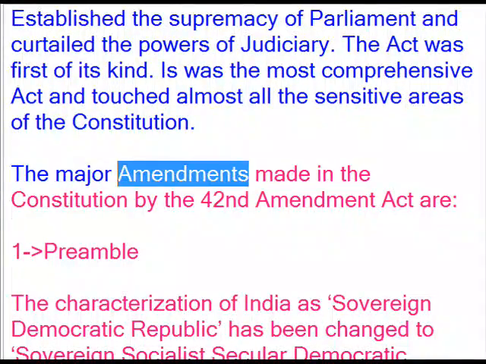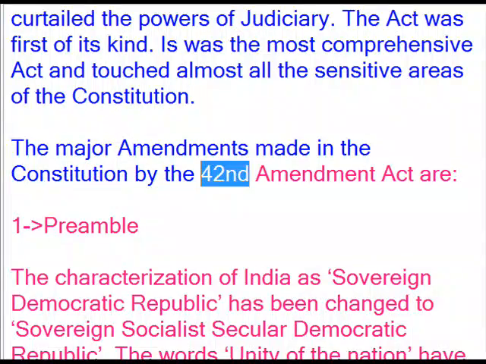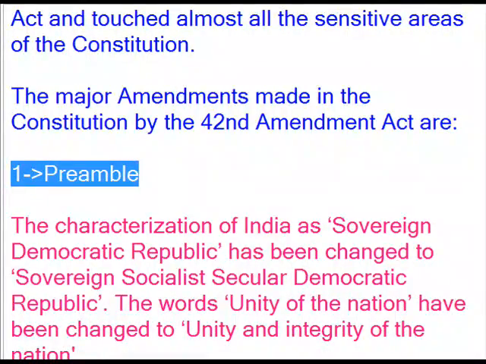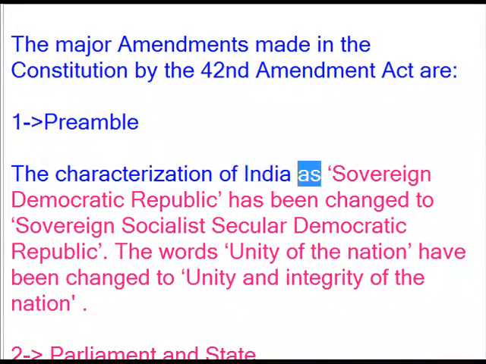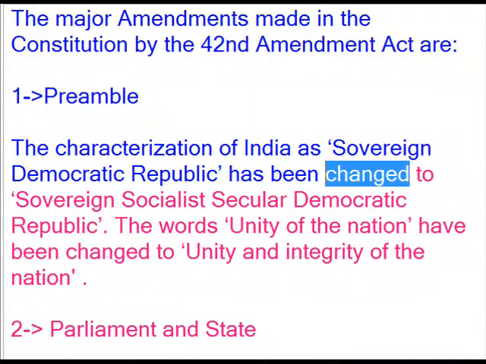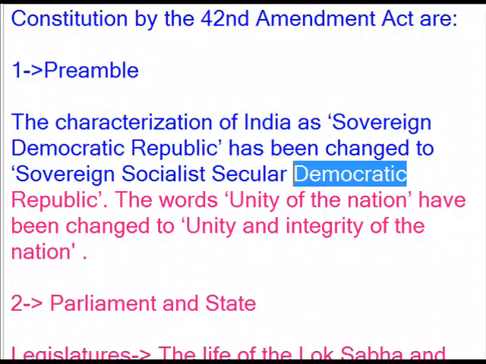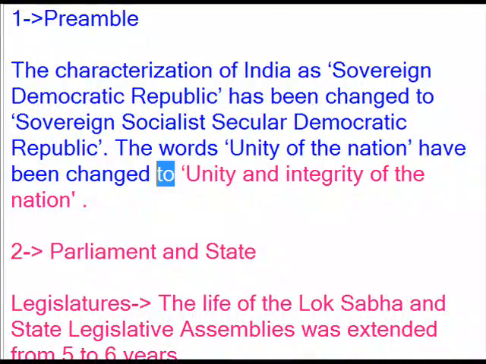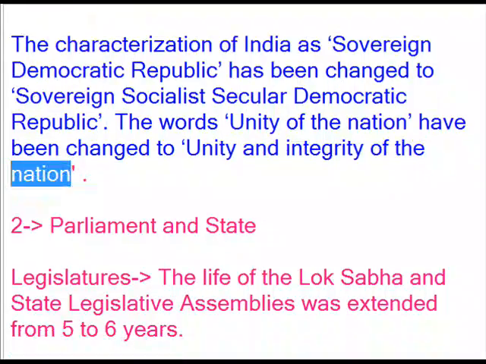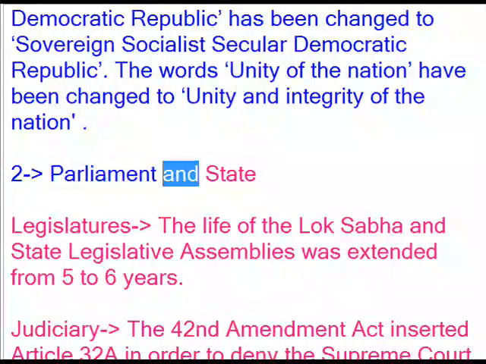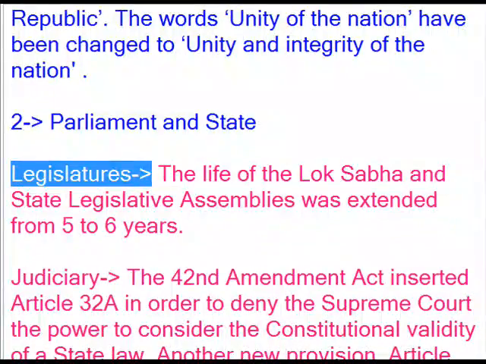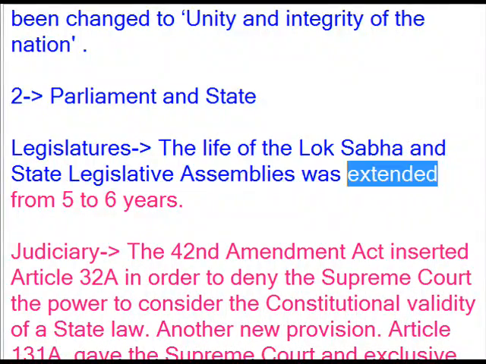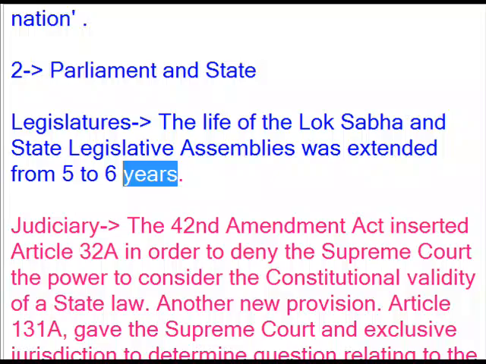The major amendments made in the Constitution by the 42nd Amendment Act are: 1. Preamble. The characterization of India as a sovereign democratic republic has been changed to a sovereign socialist secular democratic republic. The words "unity of the nation" have been changed to "unity and integrity of the nation." 2. Parliament and state legislatures. The life of the Lok Sabha and state legislative assemblies was extended from 5 to 6 years.